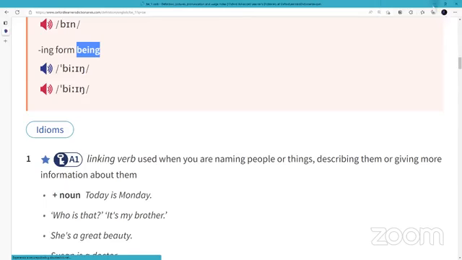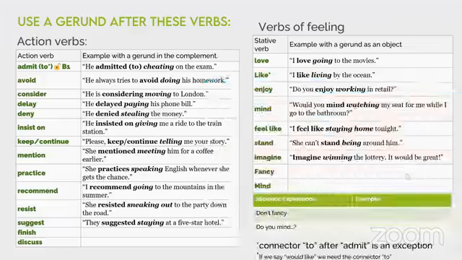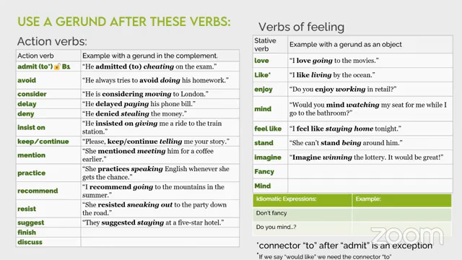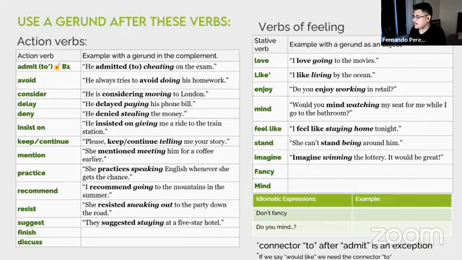You see? Complete. So, I admit being wrong to offend you. I admit being wrong to offend you. What an excellent example. Excellent example. Very good. I like it.